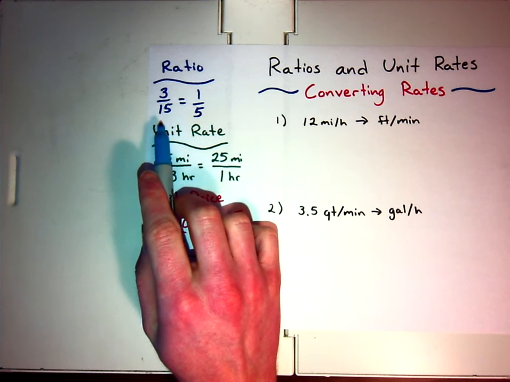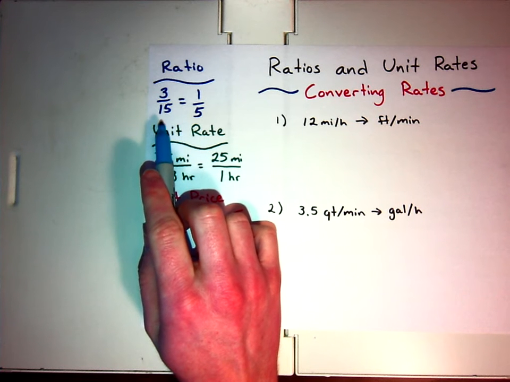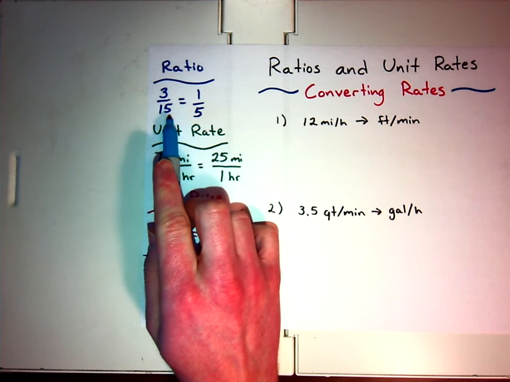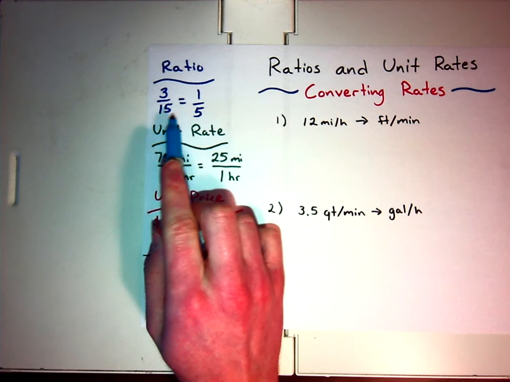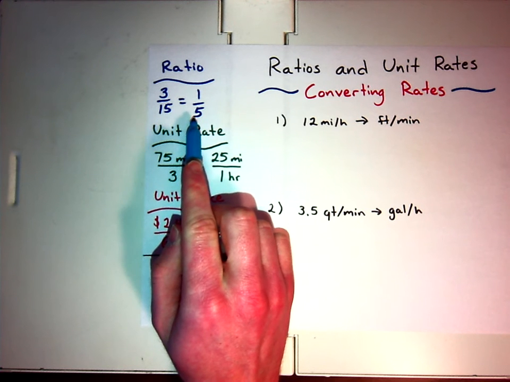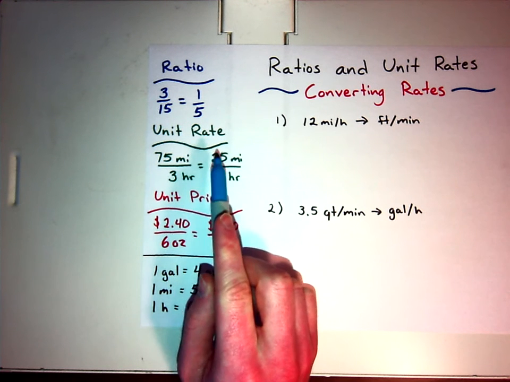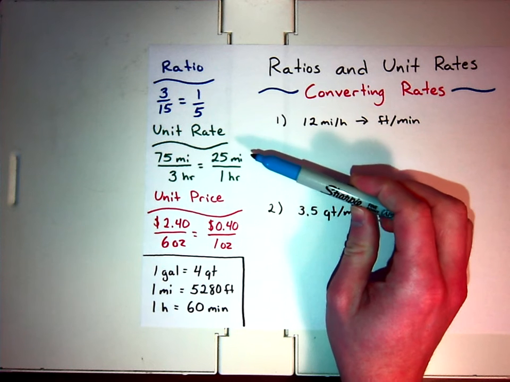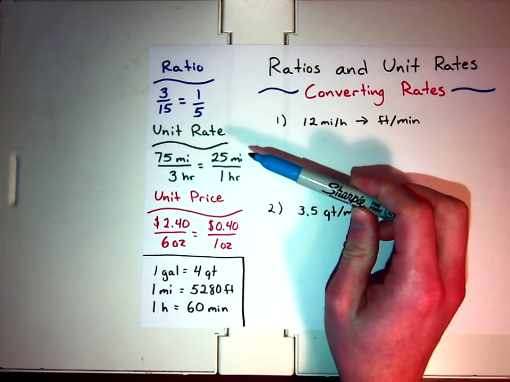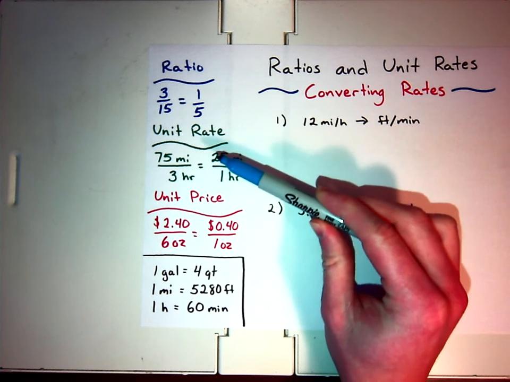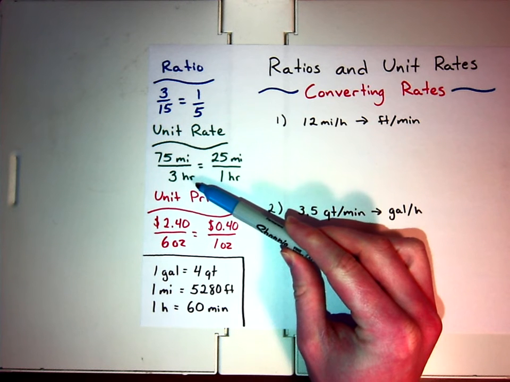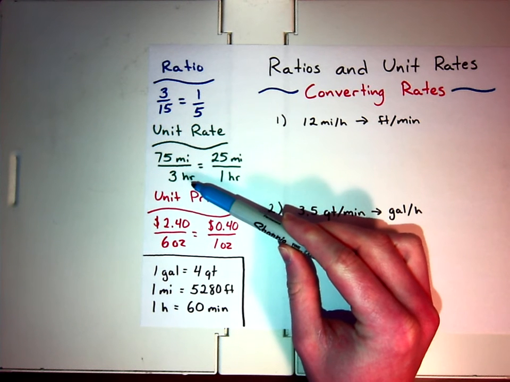3/15. That's a ratio. If we write a ratio in simplest form, that means we take out common factors. For example, we could take out 3 from both 3 and 15, and we would simplify it to 1/5. We have unit rates, and those are rates or ratios that have to do with tracking values in certain units. So, for example, 75 miles in 3 hours. Right? So that is a rate, 75 miles in 3 hours.